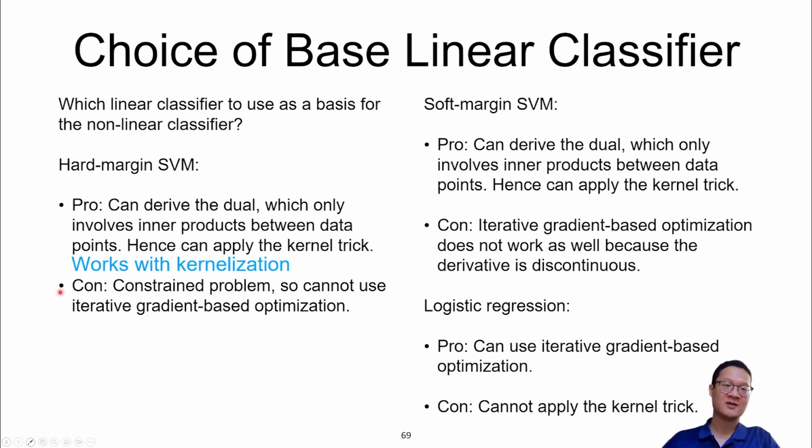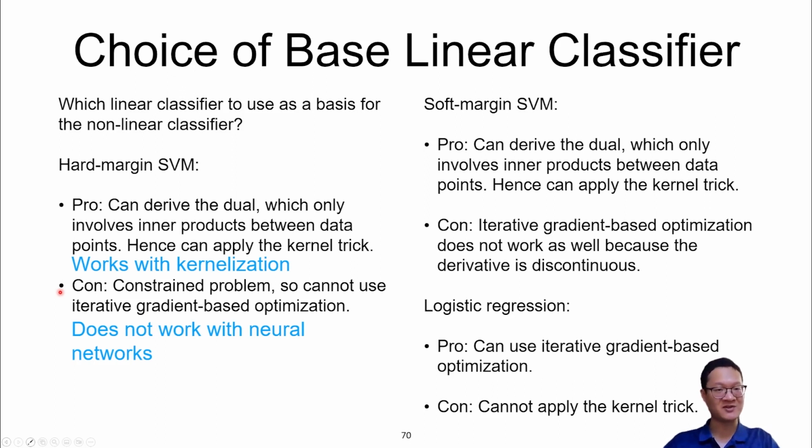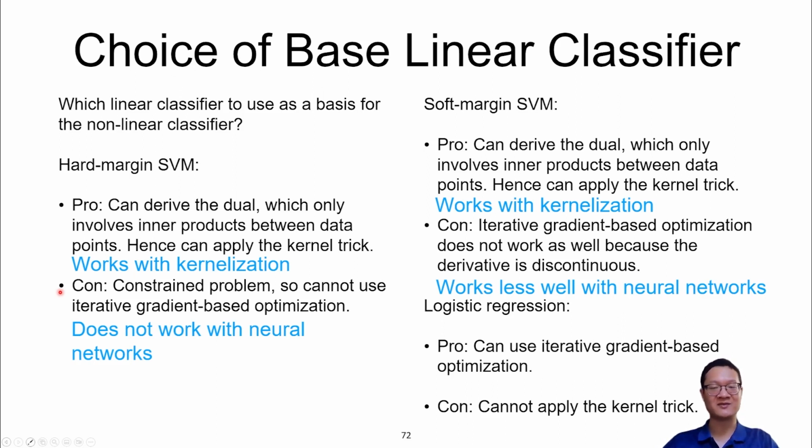Another way of putting it is that hard margin SVM works with kernelization, but not with neural networks. And that's also true with soft margin SVM. It turns out that soft margin SVM can work a little bit with neural networks. In fact, we do that in our research in robotics when we try to classify whether the robot is safe or not.